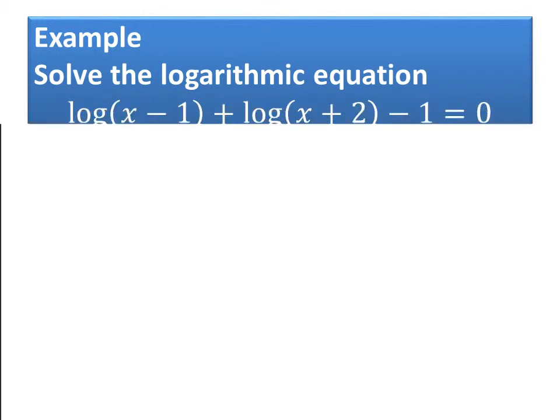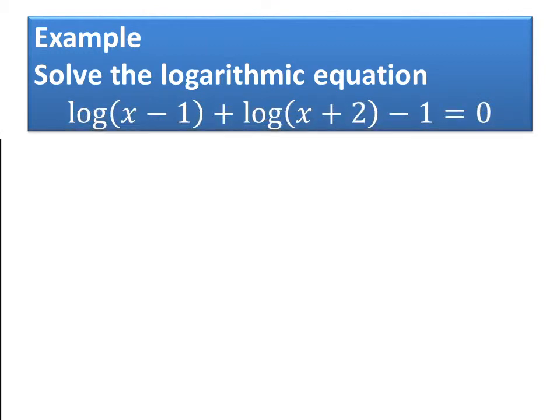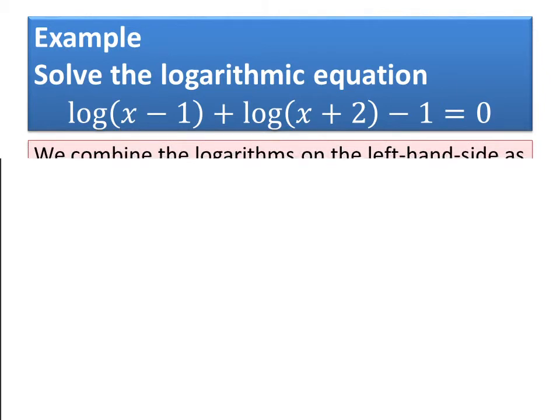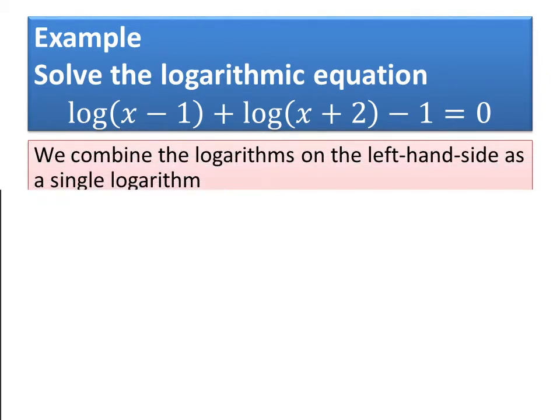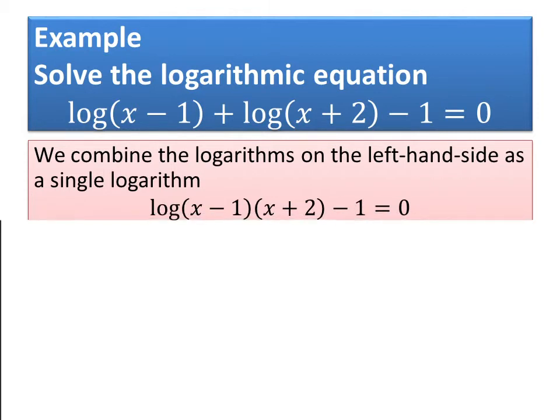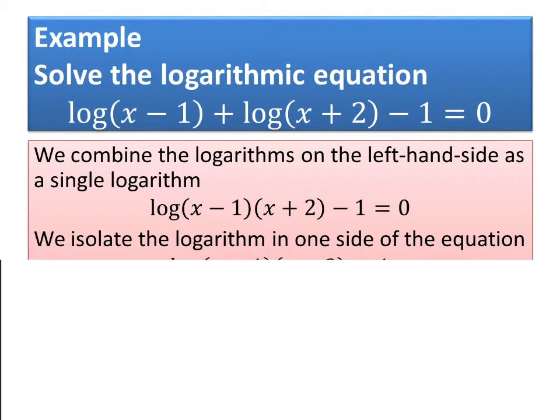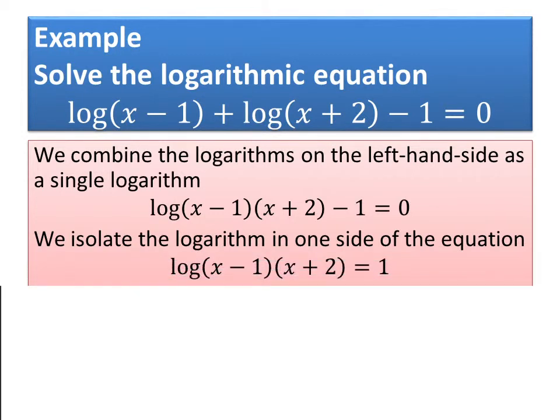Another example on logarithmic equations. Solve the logarithmic equation log(x - 1) + log(x + 2) - 1 equals 0. We start by combining the two logarithms we see in front of us into a single logarithm. So we have log[(x - 1)(x + 2)] - 1 equals 0. Now we isolate the logarithm on one side of the equation. So we have log[(x - 1)(x + 2)] is equal to 1.